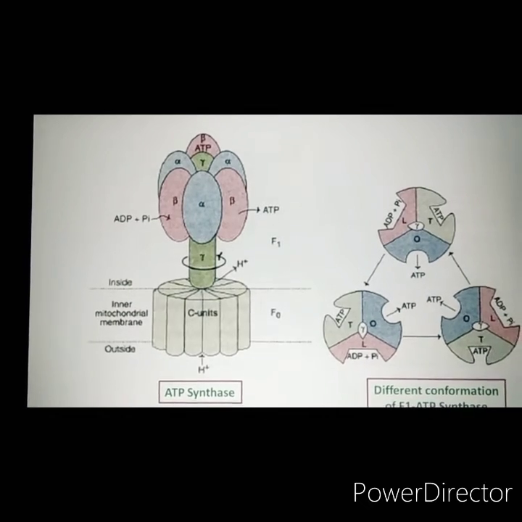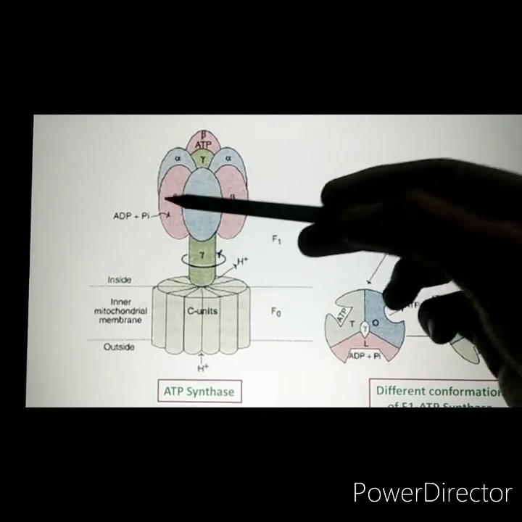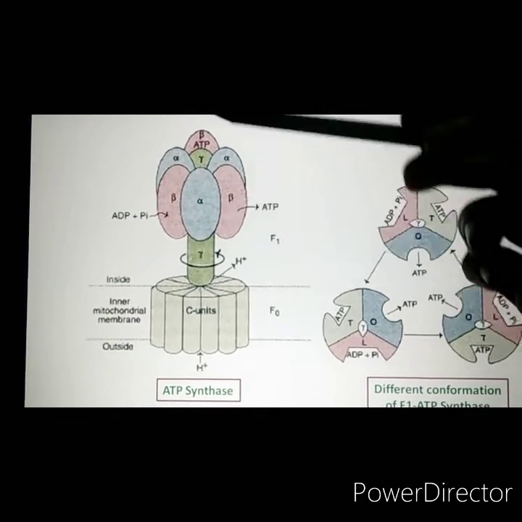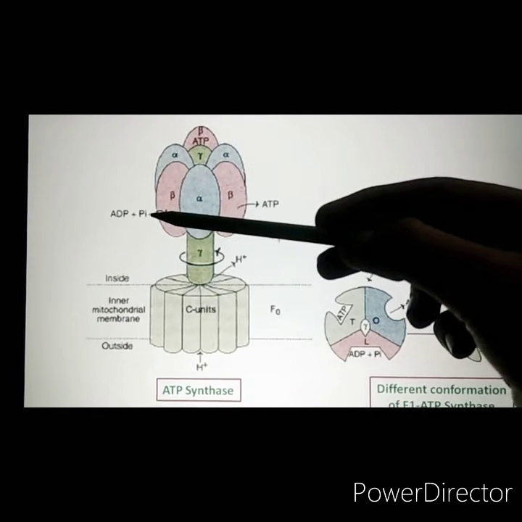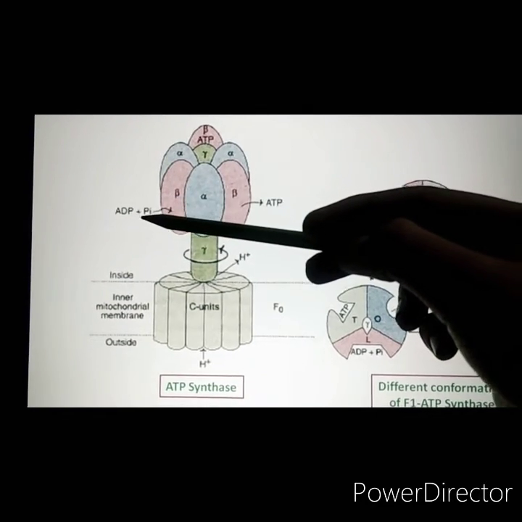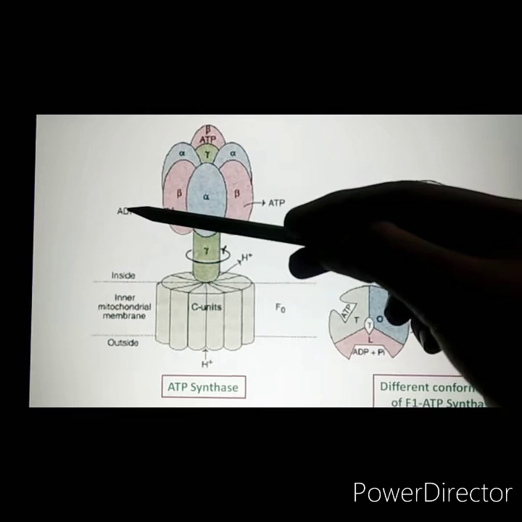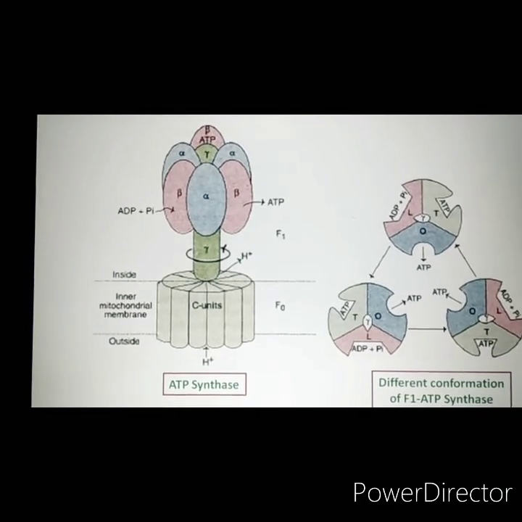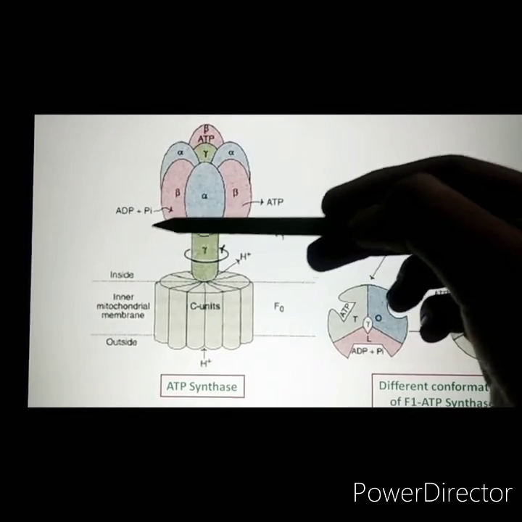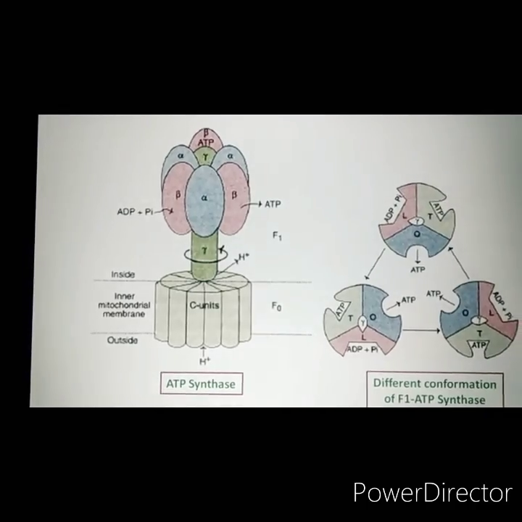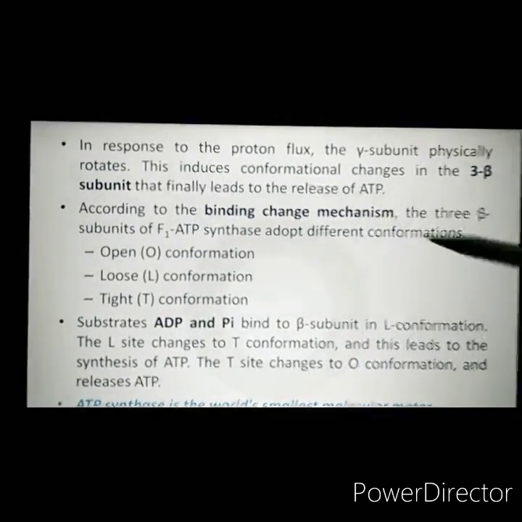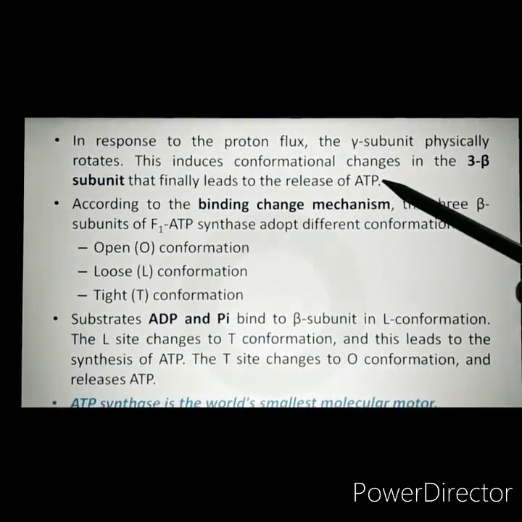That energy is captured by beta subunits. These beta subunits are already loaded with ADP and phosphate, so they consume this energy during rotation, and ATP is synthesized and released. This ATP is stored in our body. So you can see this finally leads to synthesis of ATP.